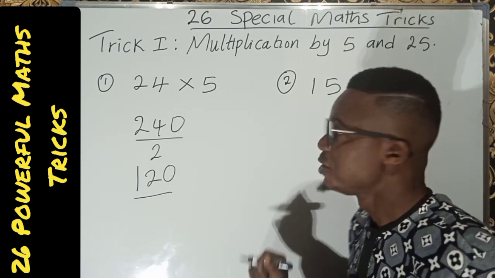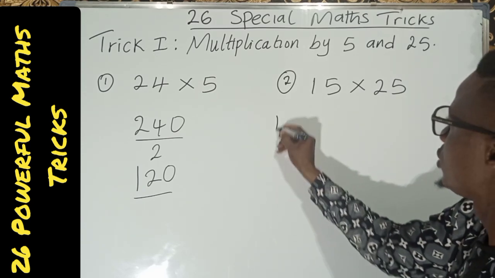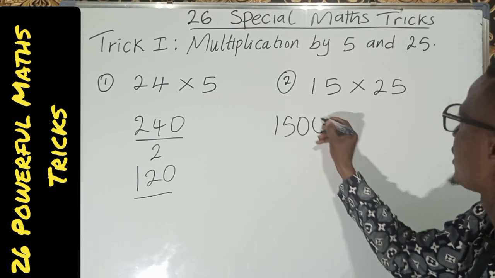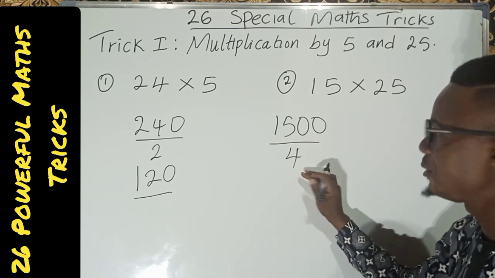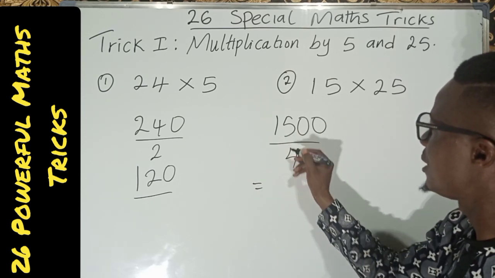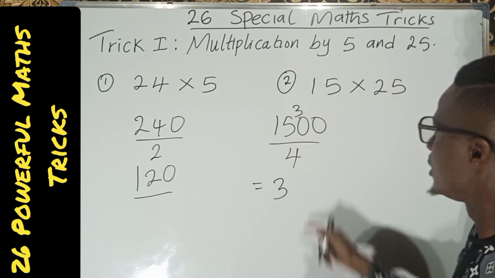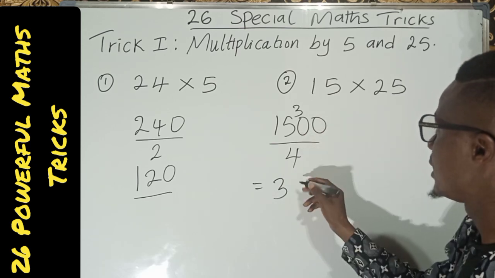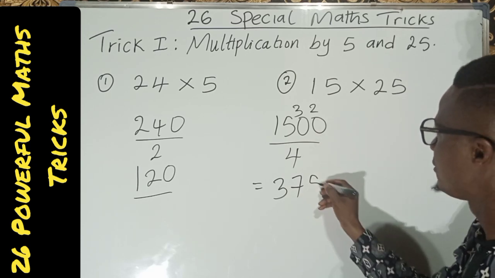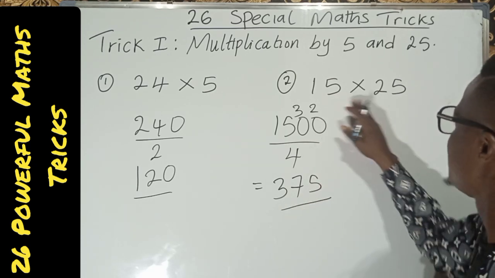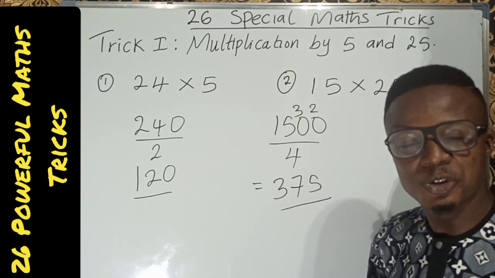That is for 5. But if it is by 25 that you want to multiply a number, just write the number, add double zeros to that number, then divide by 4. That is the trick for 25. Add double zeros, divide by 4. Now, if I divide 1500 by 4, I will get 375. Therefore, when you multiply 15 by 25, you are getting 375. Let us go to trick number 2.